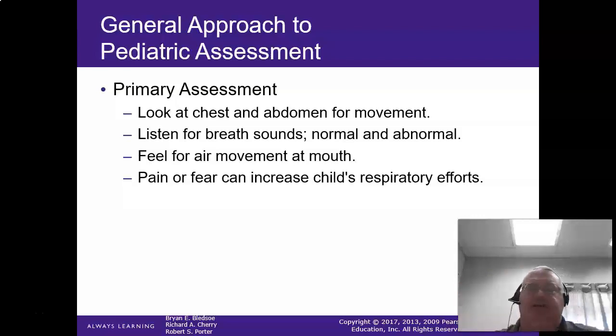And put the pulse ox either on the finger, or I've used the big toe, guys. The big toe works really good. If they're a really tiny kid, you're probably going to have to use the one with the tape, the little Band-Aid type material. But I'm going to tell you this right now. These kids hate that, okay?